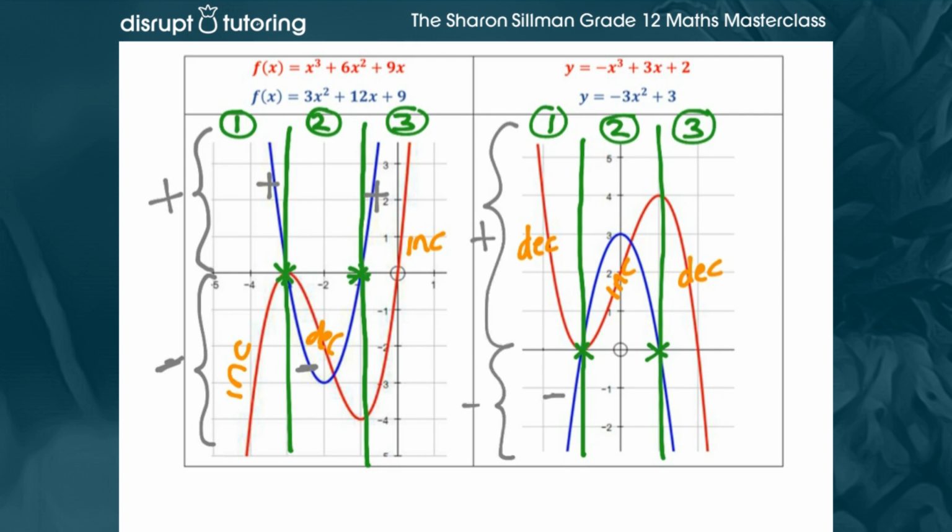Going back to area 1, when the cubic function is decreasing, its derivative is negative. In area 2, when the cubic function is increasing, its derivative function is positive. And in area 3, when the cubic function is decreasing, its derivative is negative.